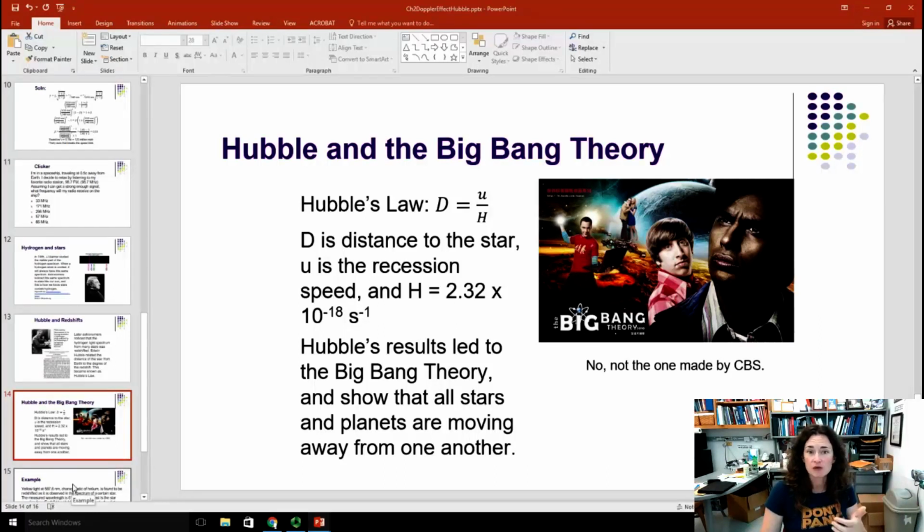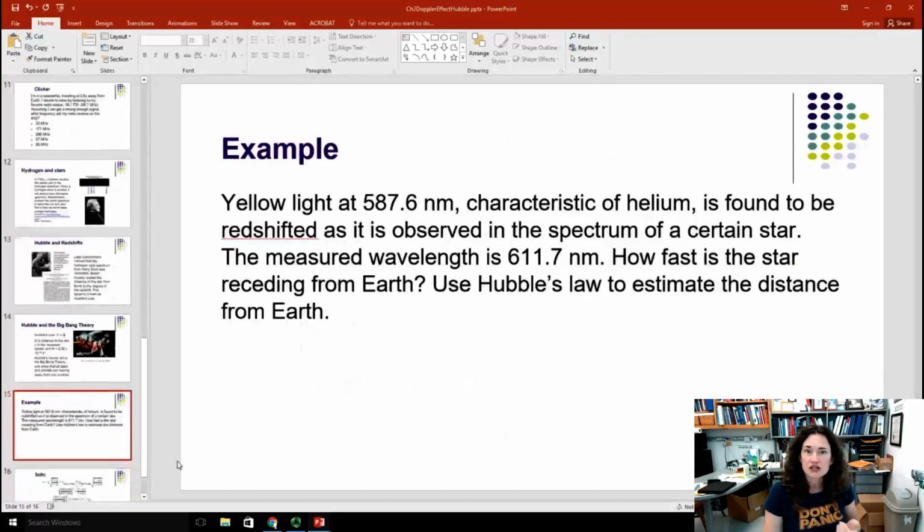So we can use Hubble's law now to get an estimate for the distance of an astronomical object from us. And here's an example problem for that. Yellow light at 587.6 nanometers, which is characteristic of the helium spectrum, is found to be redshifted as it's observed in the spectrum of a certain star. The measured wavelength from the spectrum of the star for that line is 611.7 nanometers. So from this, how fast is the star receding from Earth, and then use Hubble's law to estimate the distance from Earth. So here we go.